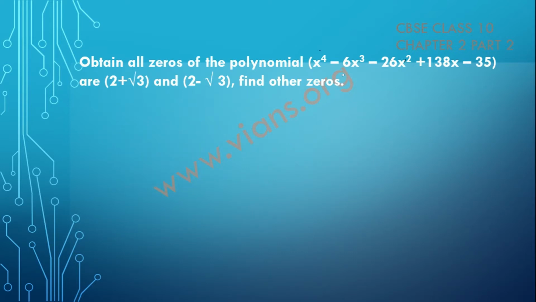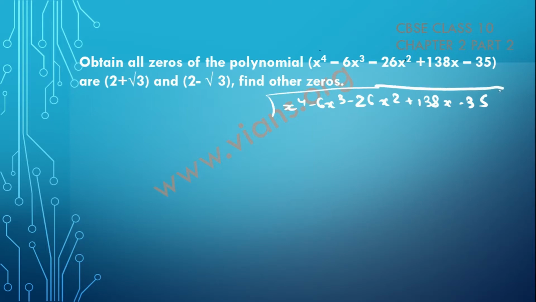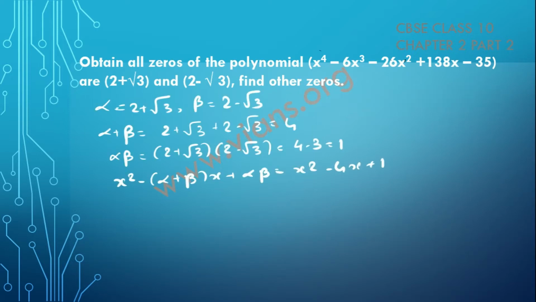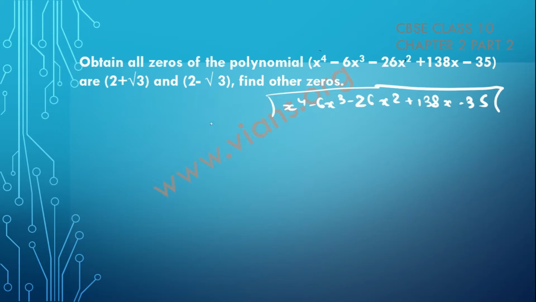Do we have space here? Yes, we have space here. How do we do this long division? X raised to 4 minus 6x cube minus 26x square plus 138x minus 35 divided by, what's the number we got? X square minus 4x plus 1. What when multiplied by x square gives x power 4, x square.